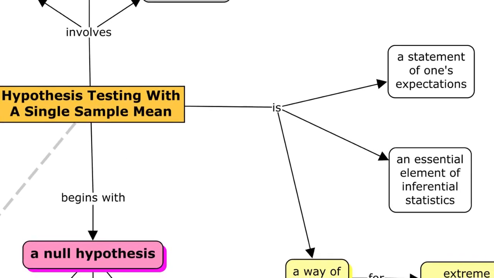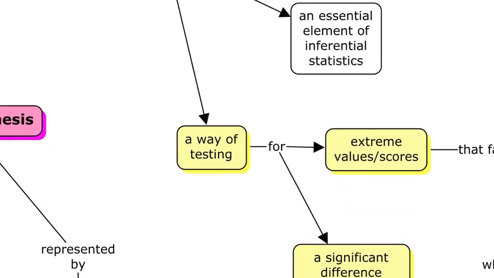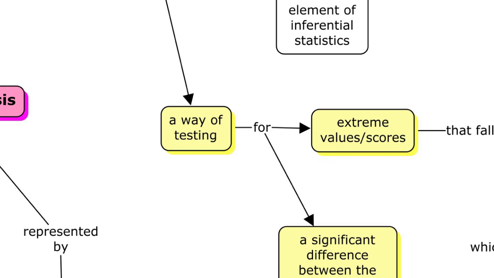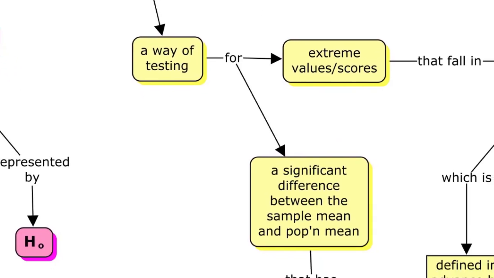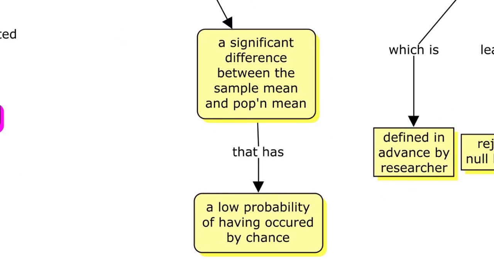But we can put it a little differently. It is a way of testing for extreme values or extreme scores, and so we are looking for a significant difference between the sample mean and the population mean. And where there is a significant difference between a sample mean and a population mean, it is said that there is a low probability of the sample having occurred by chance.